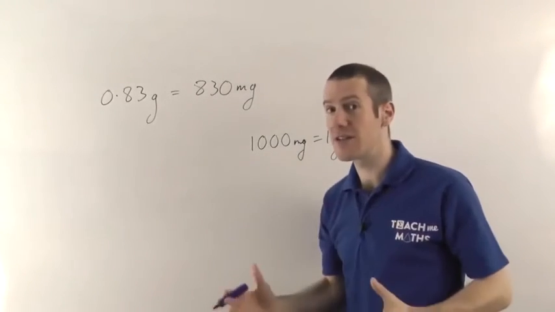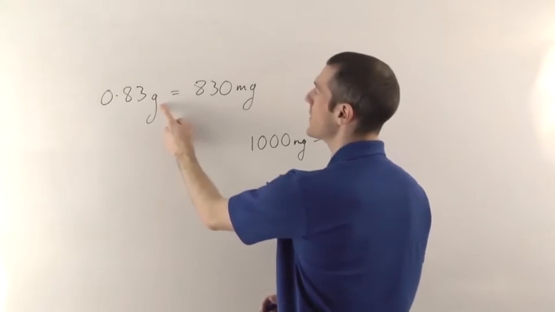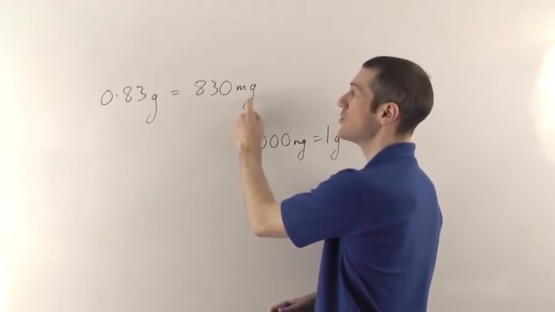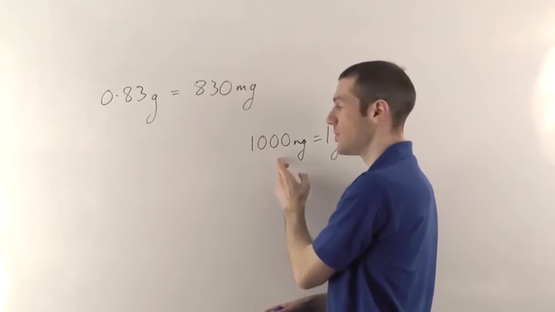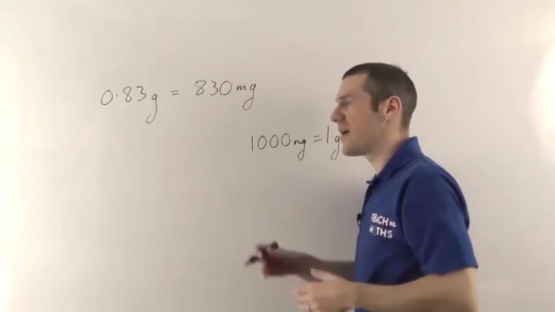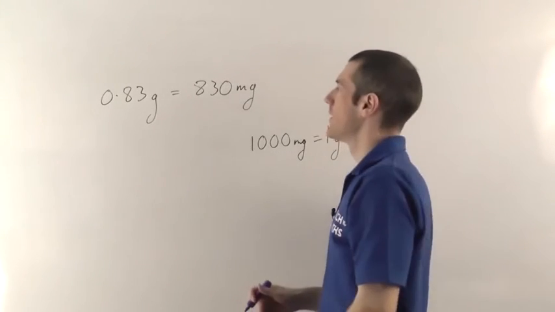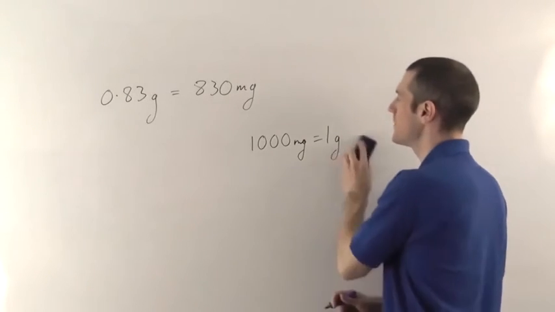And again, the reason you're timesing by 1,000 is because you're going from a big unit to a small unit. You need more of them, so you multiply by 1,000. If you were to divide by 1,000, you'd have less of them. Alright, so that's a second example. Let's just do one more.